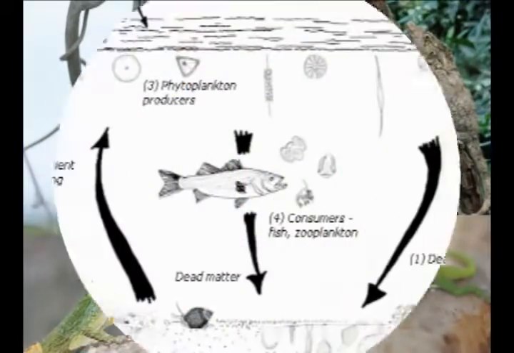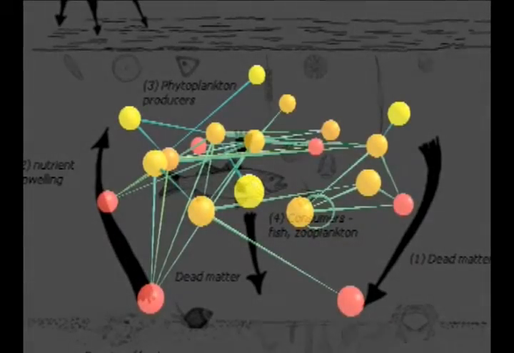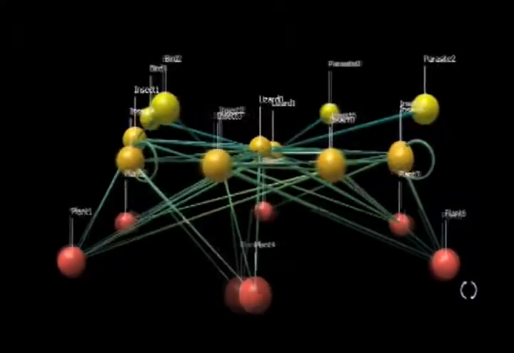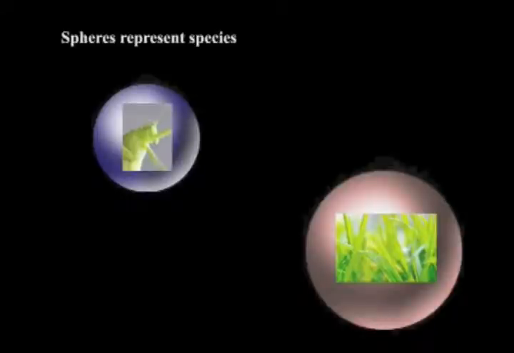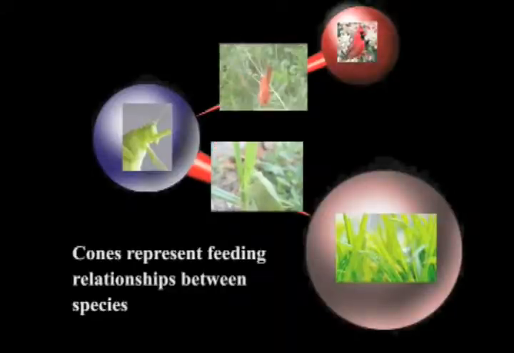Food webs are networks that describe who eats whom among species within natural habitats. Take, for example, an island in the Caribbean. We portray these networks by using spheres to represent the species found in the food web, and by using long skinny cones to represent the feeding relationships between these species.